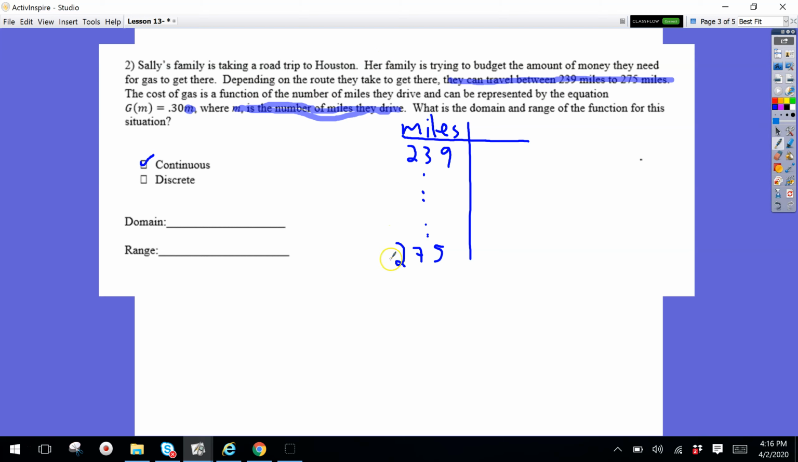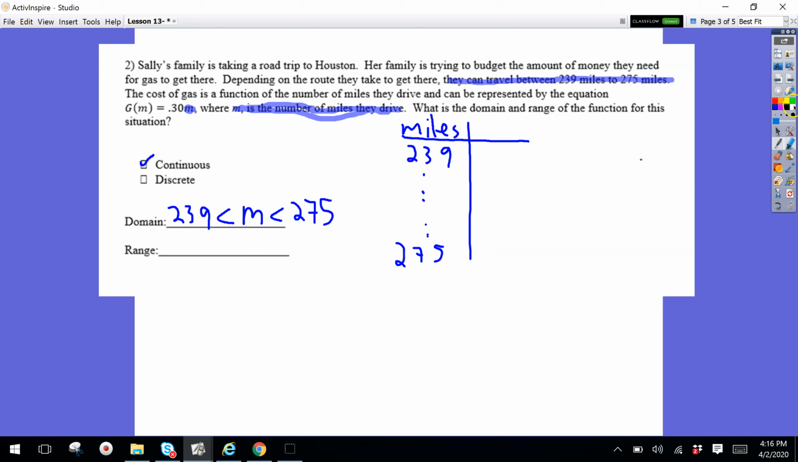So now, let's talk about how we would represent this as my domain. We talked about that when we're trying to get an interval, we're going to do inequality notation. First we put 239 is less than, and we're not using x here, we're using m for miles, is less than 275. And because it says between, it's just going to be between those numbers. We're not going to put those equal signs.